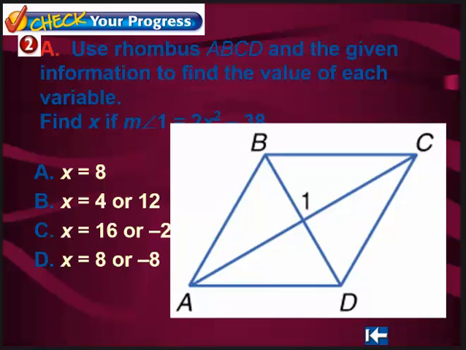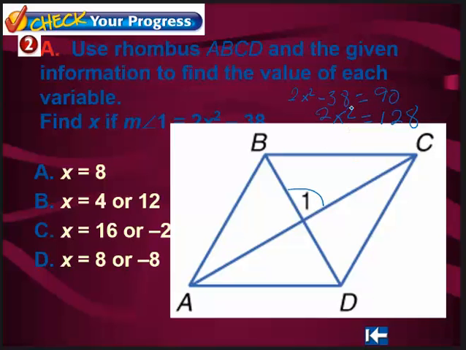Okay. Excuse me. One more. Use rhombus ABCD and the given information to find the value of each variable. Okay, well, it's kind of cut off there, but it says that the measure of angle 1 here is 2x squared minus 38. Well, because this is a rhombus, I know that this central angle here is going to be 90 degrees. So 2x squared is going to equal 128.